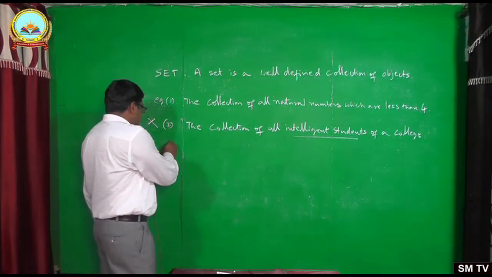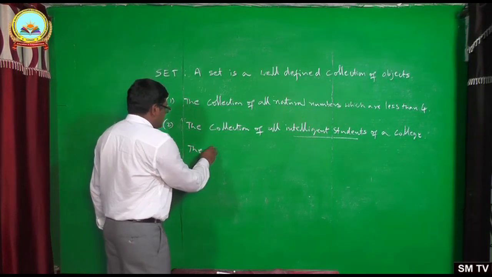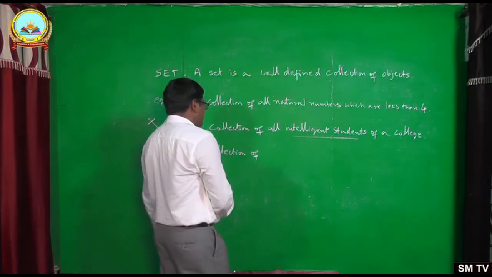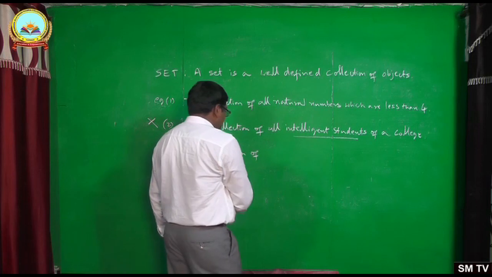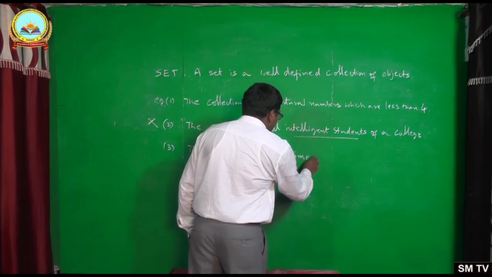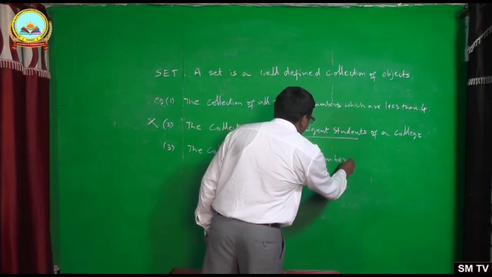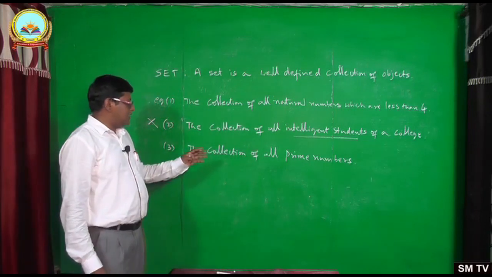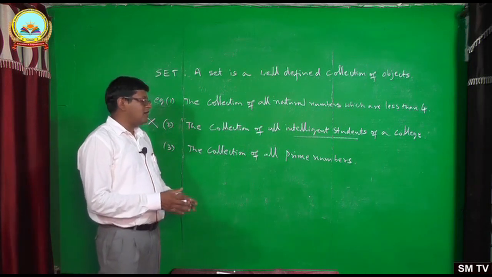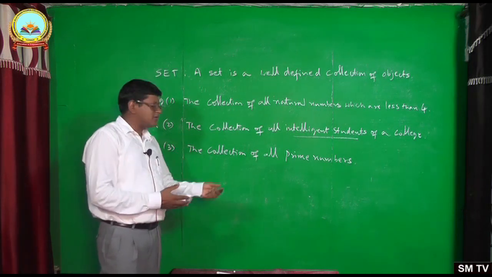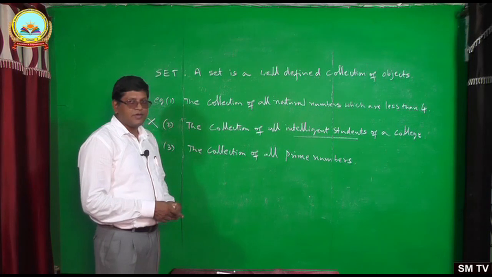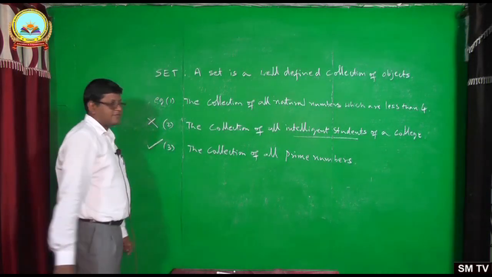Okay. Third one, the collection of all prime numbers. The collection of all prime numbers. Is this a well defined collection? Yes, of course, because we know with certainty what the objects are which belong to this collection, and what the objects are which do not belong to this collection. So, this is a well defined collection, hence this is a set.